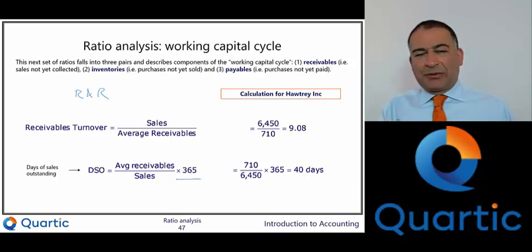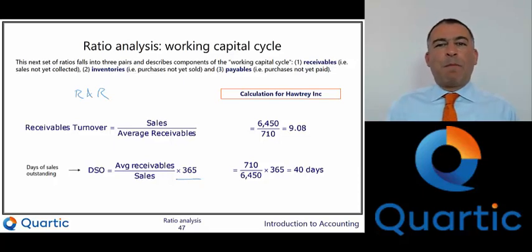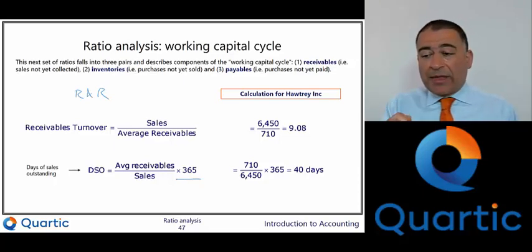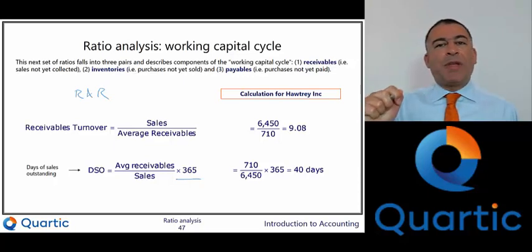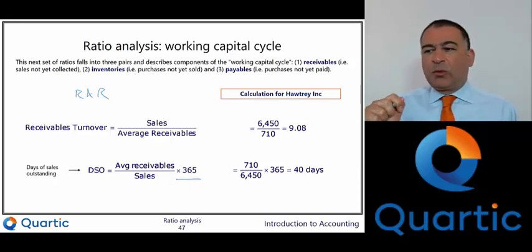Now, you may be saying to yourself, but surely that's based just on the year-end number. Surely the amount of receivables is going to fluctuate through the year. Absolutely. And we're going to talk about that a little bit in a moment, because also we have a timing issue here. This is what we call a hybrid ratio.